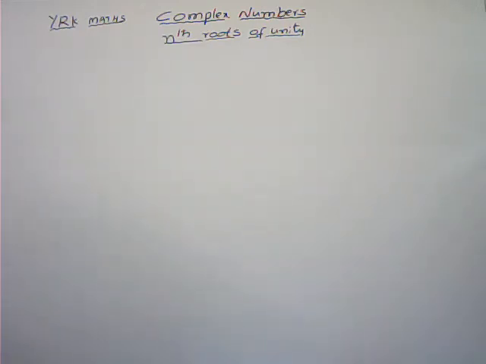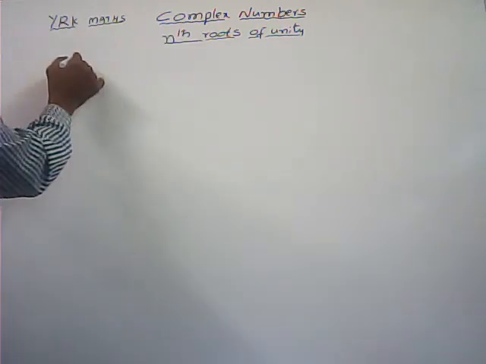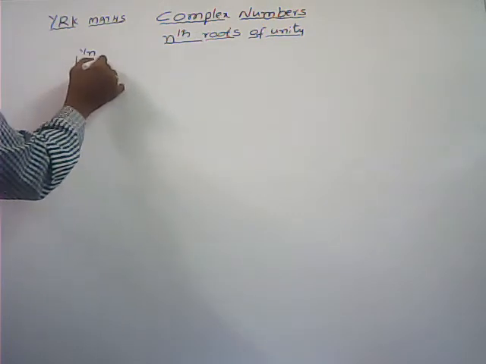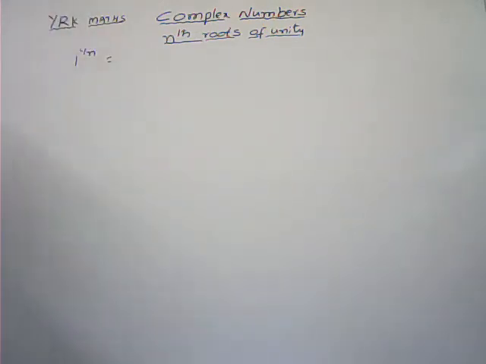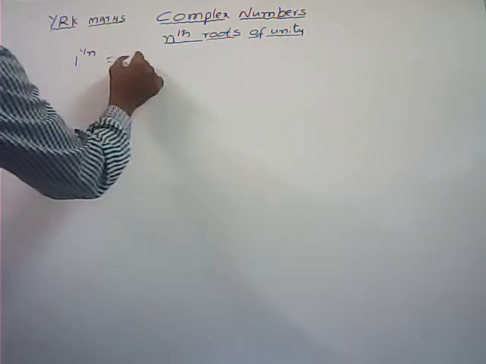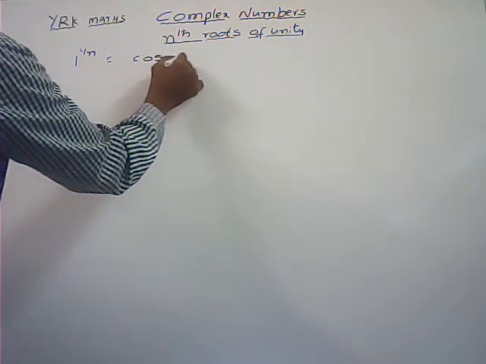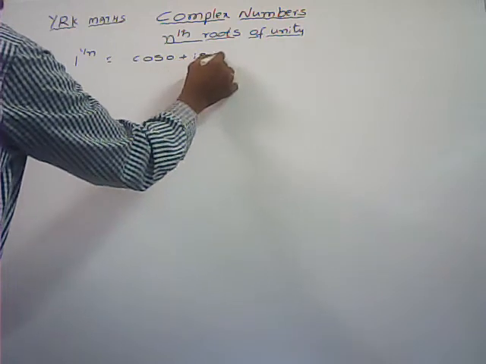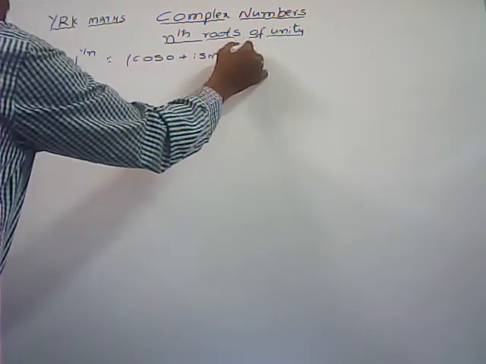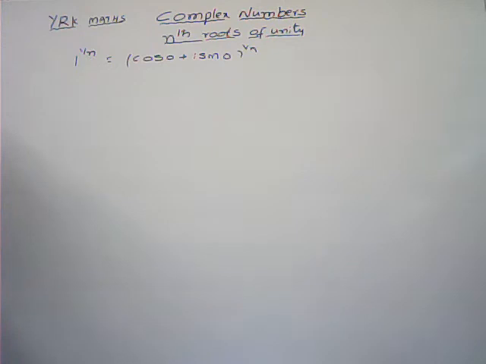Here, nth roots of unity: 1 power 1 by n. What is the polar form of 1? That is cos 0 plus i sin 0. And here, in De Moivre's theorem, how do we write De Moivre's theorem?